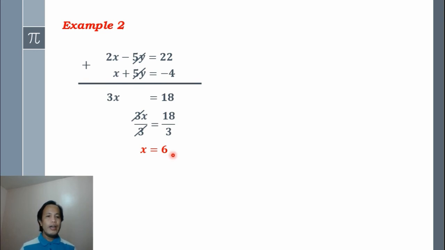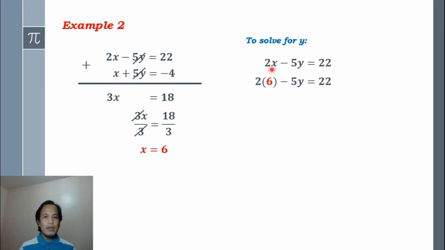Now, since we already have the value for x, which is 6, we proceed to solve for the value of y. So let's go back to any of these two equations. For example, we will be using equation 1. Now, we'll have 2 times x, so instead of writing x here, we change that with 6, then we copy negative 5y equals 22. We simplify: 2 times 6 is 12, then we copy negative 5y equals 22.